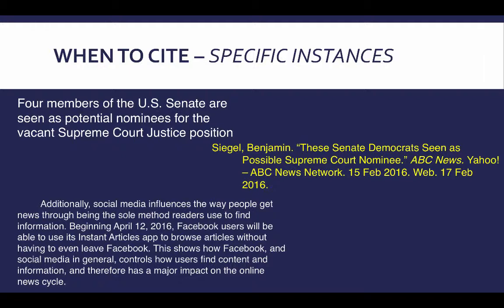So where does the citation go? Again, it goes after the sentence is over. We put the author's last name, Siegel. Notice how this isn't followed up with a page number because it's a web source. Most websites don't have page numbers. And once again, a period following the citation, ending the sentence.